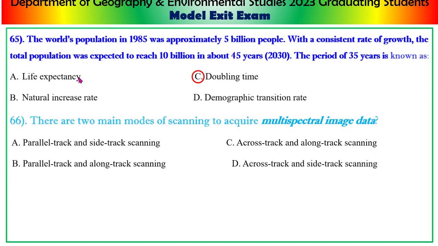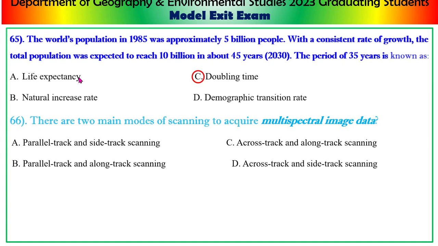In remote sensing and imaging systems, there are two main modes of scanning used to acquire multispectral image data: across track scanning and along track scanning. Across track scanning involves the movement of the platform, which carries a sensor across the direction of the flight path. This mode captures data by scanning the Earth's surface perpendicular to the direction of movement. It is commonly used in satellite imaging systems, where the sensor scans across a swath of the Earth's surface as the satellite moves in its orbit.